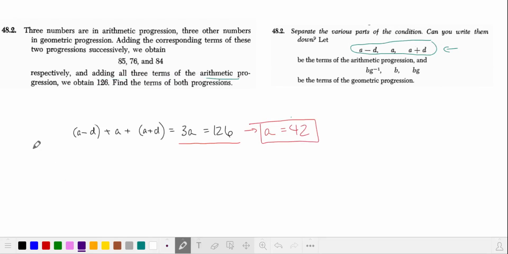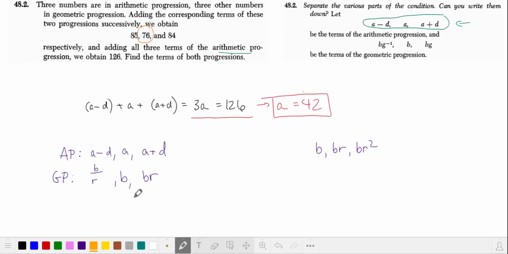We can do something similar with our geometric progression. Instead of writing our three terms as b times the common ratio r, and br squared, we can make b our middle term. The term that came before that is b over r, and the term that follows is b times r. The sum of the two middle terms is 76. That's a plus b, and we can do our substitution for a and solve for b, which is 34. And now we need to find d and r.